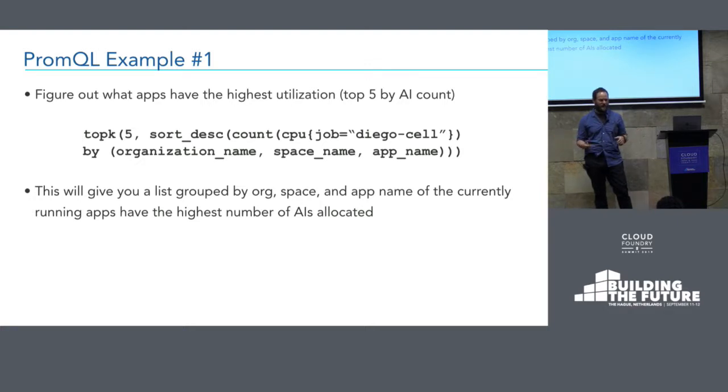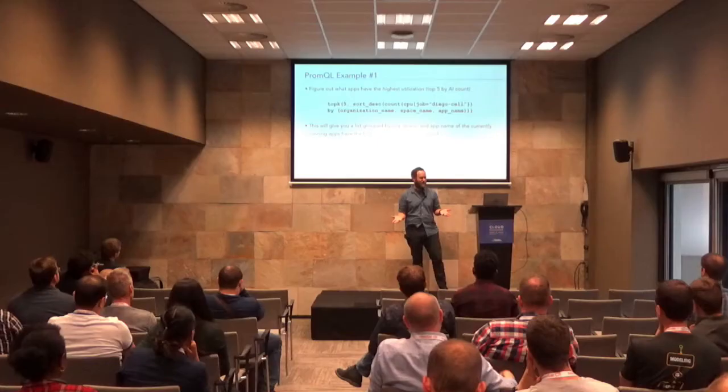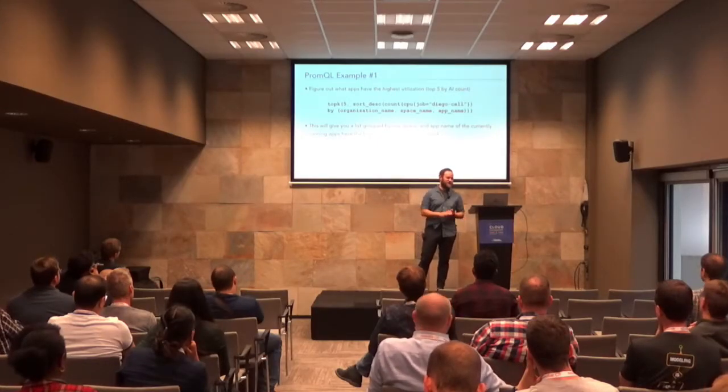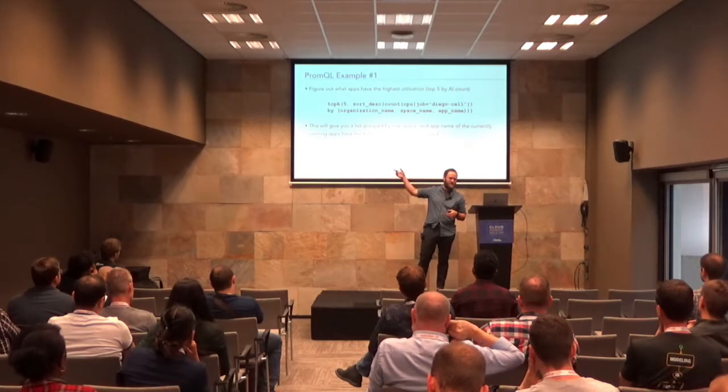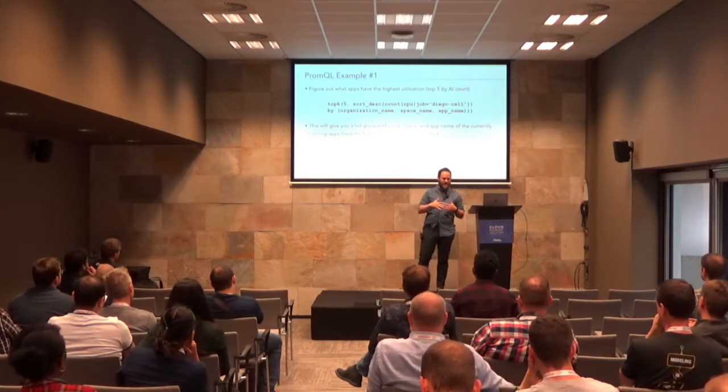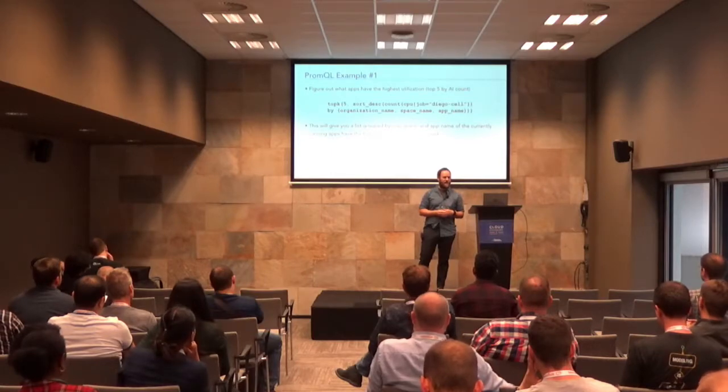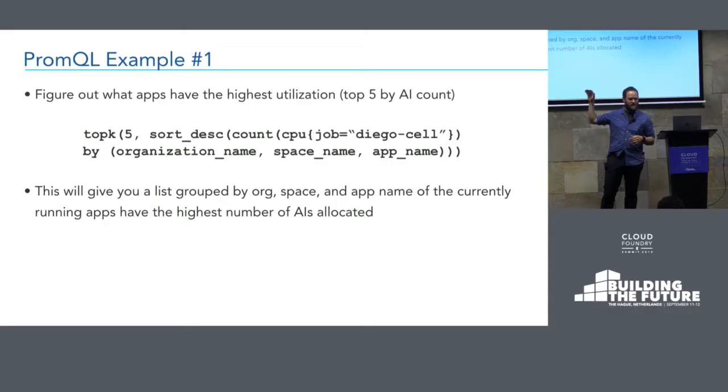And some people have interns going through and scraping data and putting together spreadsheets to try to pull all this data together to figure it out. But really, all this information comes through the fire hose. We have a ton of information from Diego that we can put together in a query and figure out how many AIs my apps are using. In this case, this is using a function called TopK, which will give you the top K results. In this case, we're looking for the top 5. And then it will sort descending.